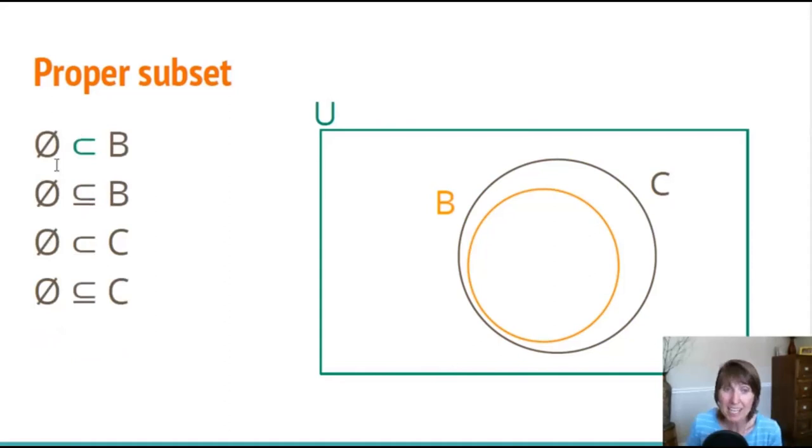The empty set is a proper subset. It's a proper subset of B. It's a proper subset of C. So it's not only just a subset, it's a proper subset.